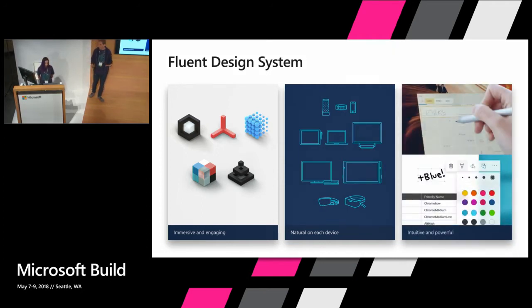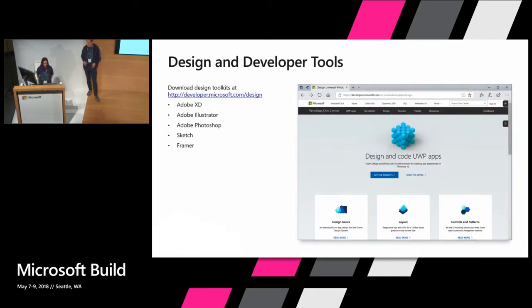And more than ever, we really want to create experiences that are intuitive and powerful so that you can create really productive experiences. But a question I get all the time is, that's great, but what does that mean for me? How do I make Fluent apps? What does it mean to make a Fluent app? We know that the design system only makes sense if you have all the tools and resources that you need to build these experiences, and we want to make sure that we give that to you.